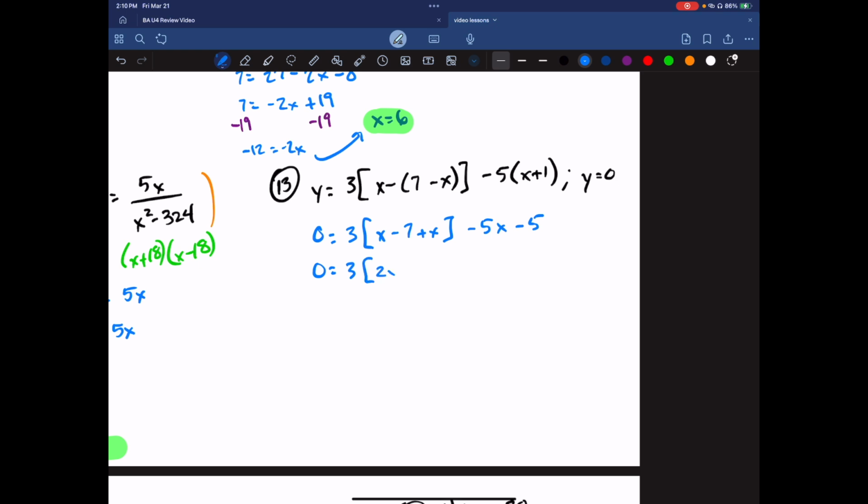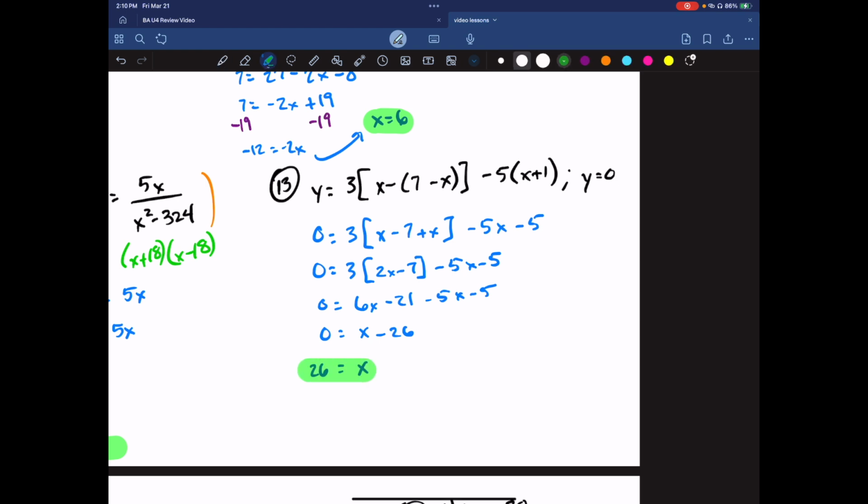X and x is 2x. That's going to be 2x minus 7, negative 5x minus 5. Okay, 0 equals 3 times 2x is 6x, 3 times 7 is 21. Okay, if I subtract 6x minus 5x is x, and then negative 21 minus 5 is minus 26. So if I add the 26 to the other side, you'll see that x is 26.